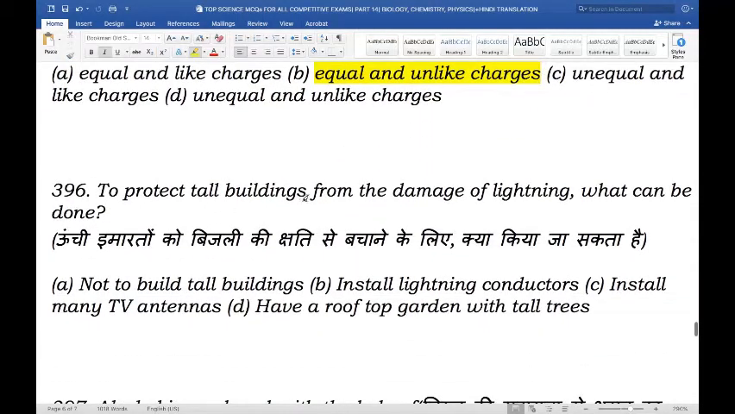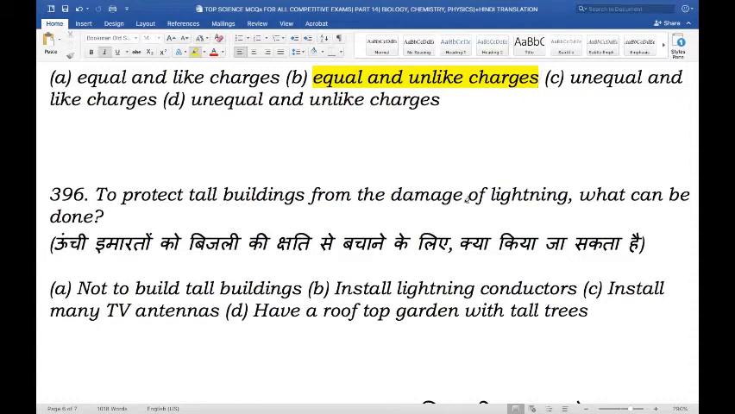Next question. To protect tall buildings from damage of lightning, what can be done? So to protect the skyscrapers from damage of lightning, what can be done? So is the option not to build a tall building at all, install lightning conductors, install many TV antennas, or have a rooftop garden with tall trees? And the right answer here would be to install lightning conductors. Lightning conductor is a device used to protect buildings from the damaging effects of lightning. So if lightning strikes the building, the lightning conductor provides an easy and harmless path for the lightning bolt to pass through the ground without damaging the building.